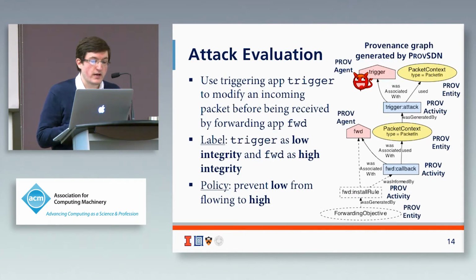So we wrote a triggering app that modifies an incoming packet before being received by, we assume, a forwarding application that essentially allows layer 2 forwarding to occur in the network. So we assign labels here as the trigger application being low integrity and the forwarding app being high integrity. The policy that we want to implement is that we want to prevent information from low integrity apps from being able to flow to high integrity apps. And we ran the attack and were able to successfully prevent this.